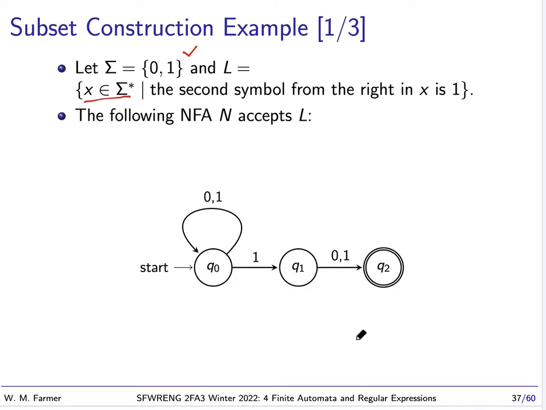So here is our NFA. Basically, we start in state Q0. We can read as many zeros and ones as we want, but when we're ready to complete our string, reading the last two symbols, we read a 1, go to Q1, and then after that we read a 0 or 1, and then we are in the accept state. So it is very clear that this NFA is going to accept that language.